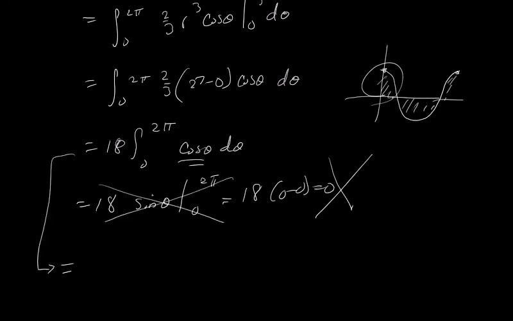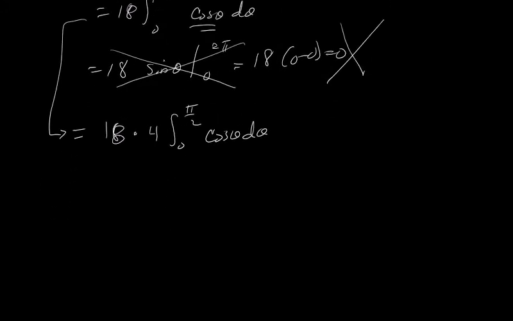What we get then is we say, okay, well, this is 18 times, well, we could just do times 2 and do it from 0 to pi, right? So this is going to be, what did I just say? Hang on one second. No, 4. That's what we talked about. Okay, so we're going to multiply by 4 and integrate this from 0 to pi over 2 of cosine of theta d theta. So then what we end up with is 18 times 4 times sine of theta evaluated from 0 to pi over 2.